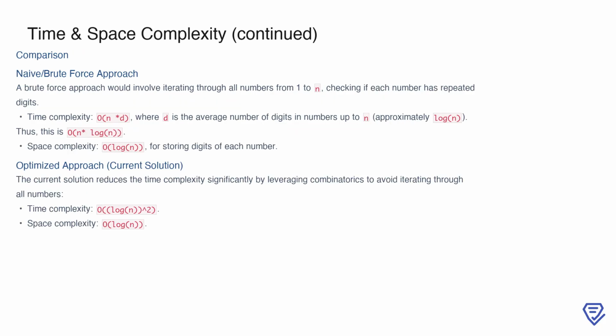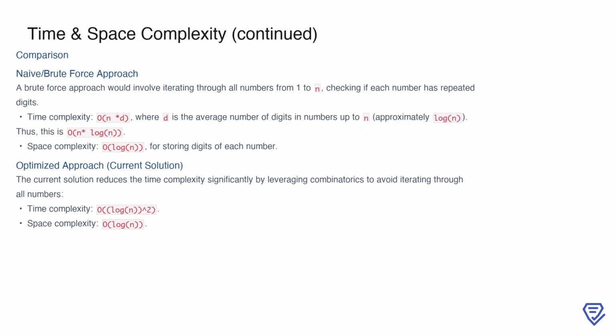To understand the efficiency of this approach, let's compare it to a naive or brute force method. A brute force solution would involve iterating through all numbers from 1 to n and checking each one for repeated digits. This would result in a time complexity of O(n * d), where d is the average number of digits in numbers up to n, approximately log n. This simplifies to O(n * log n), which is significantly less efficient for large values of n. The space complexity of such a brute force method would still be O(log n), as it requires storage for the digits of each number.